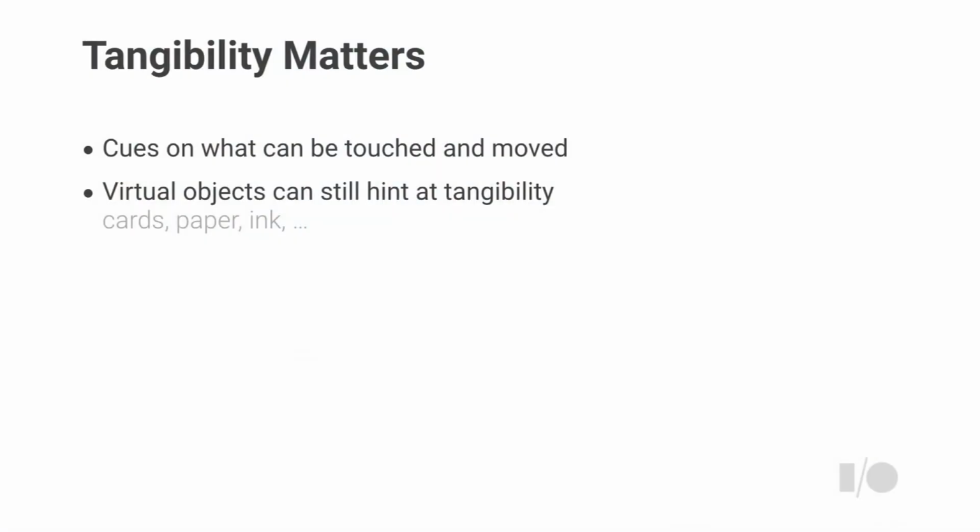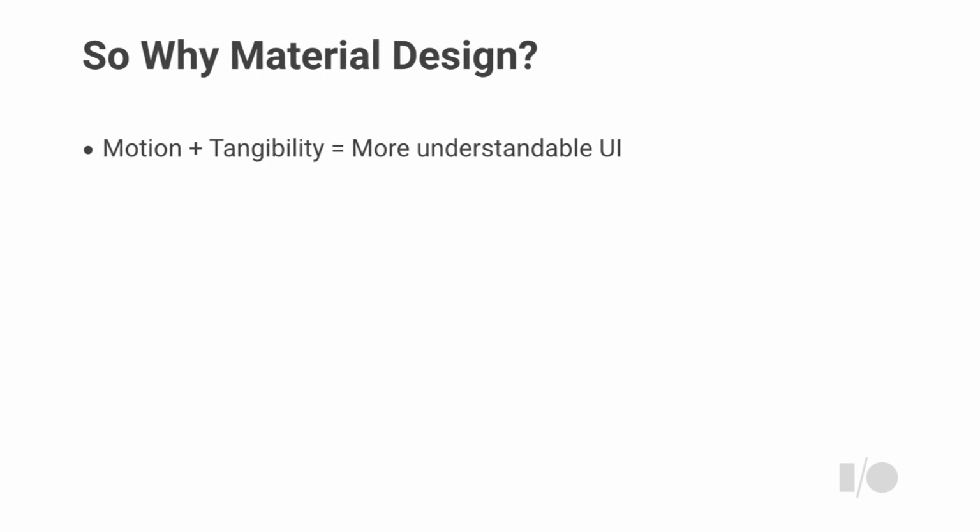So this is cues. We can give cues about what can be touched and moved by making things that look tangible. This is one of the things that cards really give us. And these sorts of virtual objects that can morph and move around in ways that don't quite simulate real-world objects can still hint at that tangibility. These are your cards, paper and ink, all of these things that you've seen in the videos so far. So the takeaway really is motion plus tangibility equals a more understandable UI for your users.